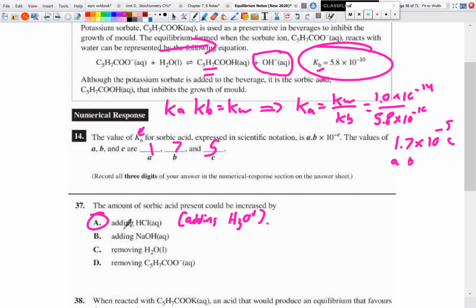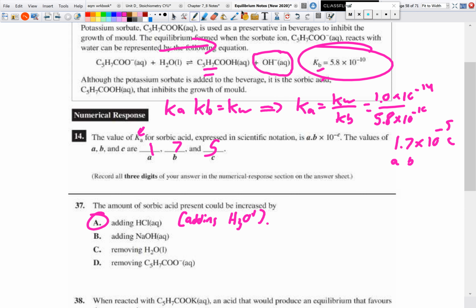If we add NaOH, we increase the concentration of hydroxide, which shifts to the opposite direction, not what we want. Remove H3O+, when we remove, it shifts to the same side, not what we want. Same thing, removing our sorbate ion. If we remove it, it shifts to the same side, the opposite way, not what we want.